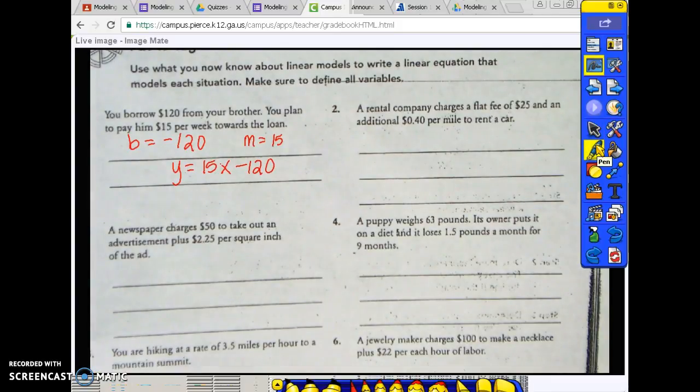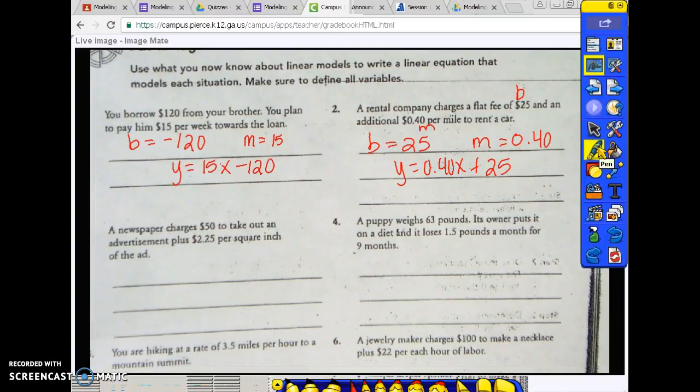All right, number 2. A rental company charges a flat fee of $25. If it's the flat fee, that's your initial value. They charge an additional 40 cents per mile. That is our slope to rent the car. So our initial value is 25, and our slope is 40 cents per mile. We write an equation to represent it: y equals mx plus b. y equals 40 cents times x plus 25.